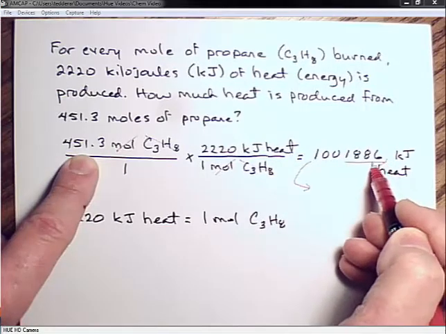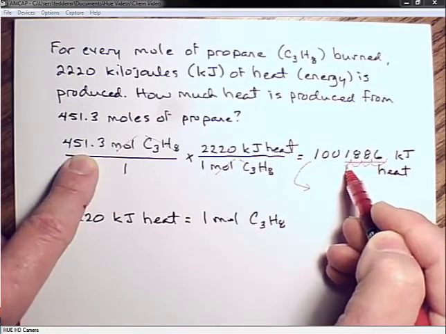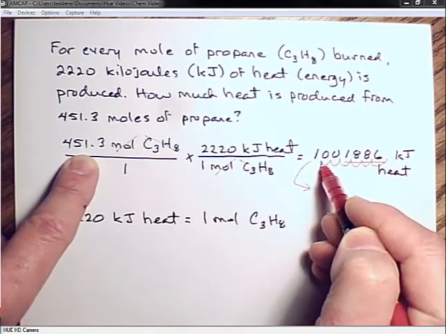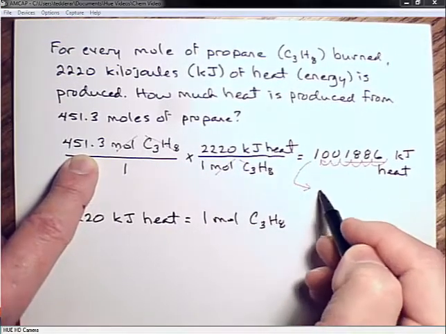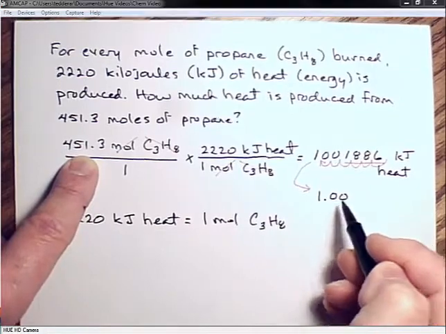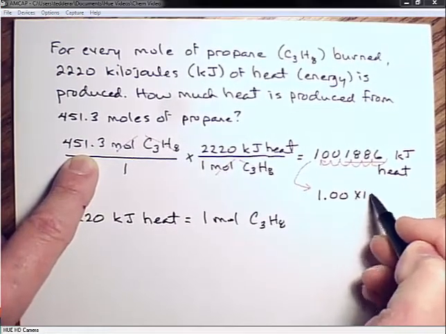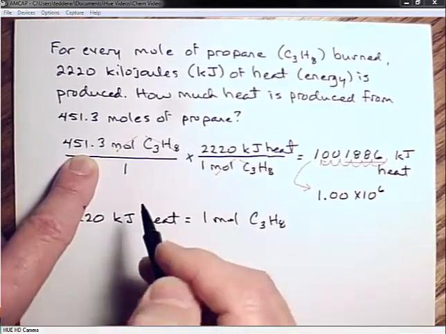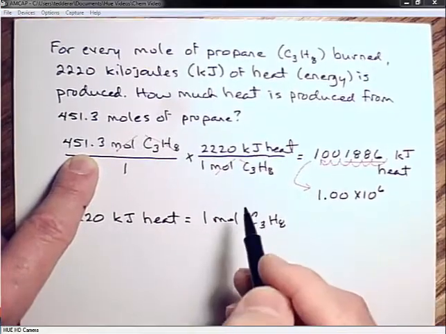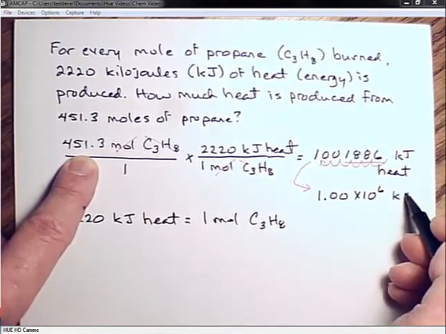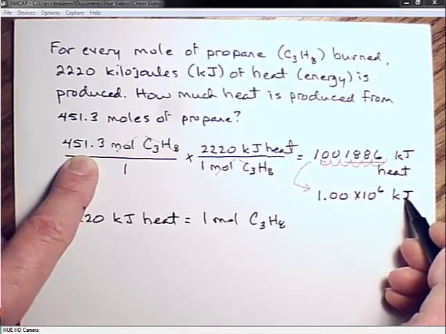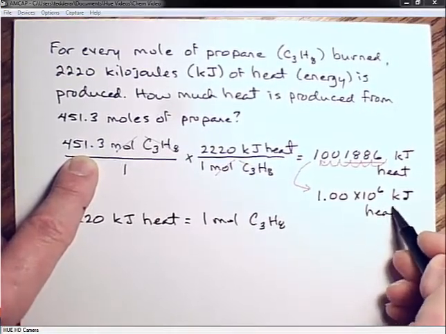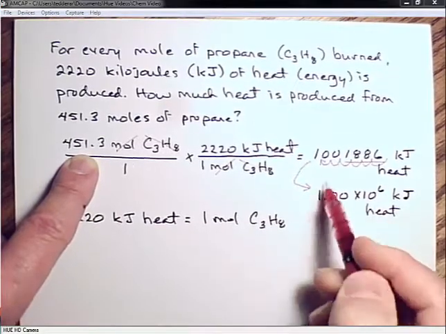So we're going to move our decimal place 1, 2, 3, 4, 5, 6 places to the left. Okay? And so we're going to write 1.00 times 10 to the 6th power. Because I moved it 6 places, it's 10 to the 6th power. And that's kilojoules of heat. Small letter k, capital letter J, heat. Okay?